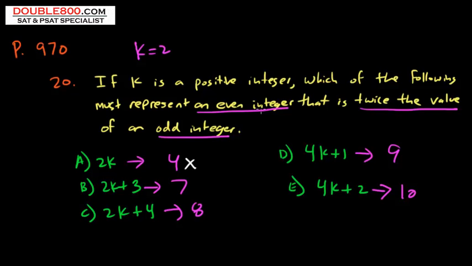10 is an even integer. That's twice the value of an odd. So this makes it much more manageable by putting in values. Now, one sort of caveat. Let's say you didn't pick k as 2. Now, we sort of got lucky, meaning we tried one value and everyone was eliminated except for one. That's the right choice, E.